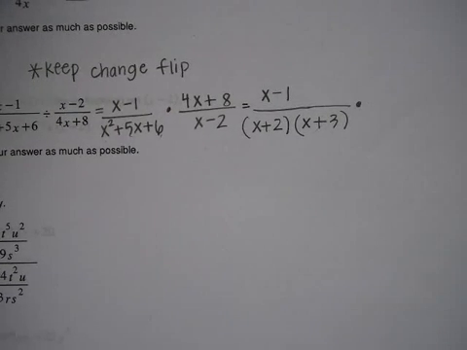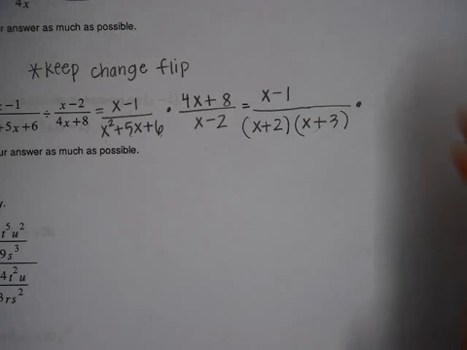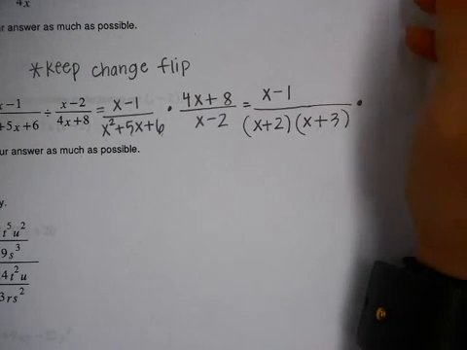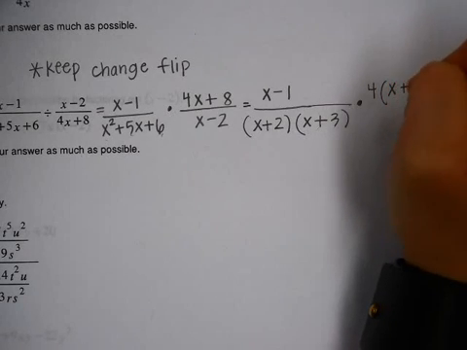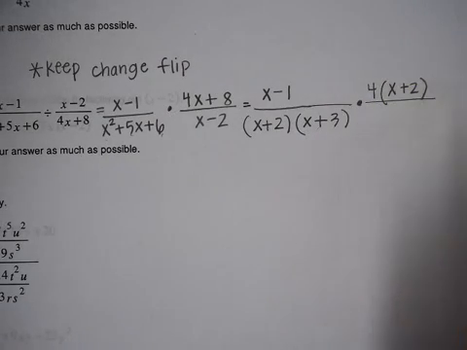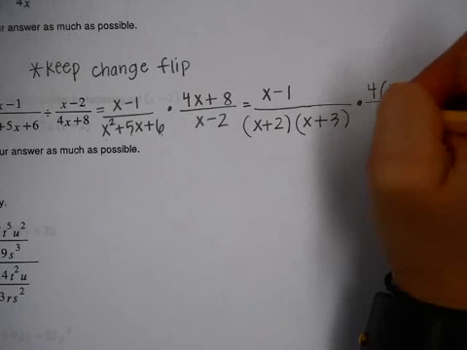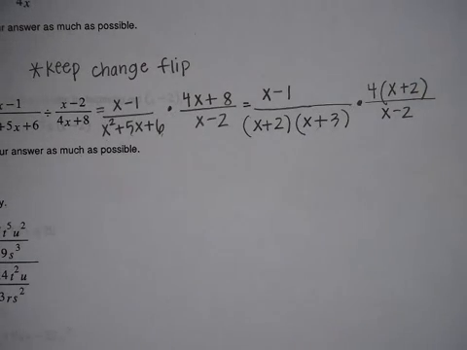Alright, what about on the top? 4x plus 8. Can that be factored? What do you notice? It has a GCF of 4. So we're going to factor out 4. And what does that leave you with? x plus 2. And then on the bottom we still have x minus 2.